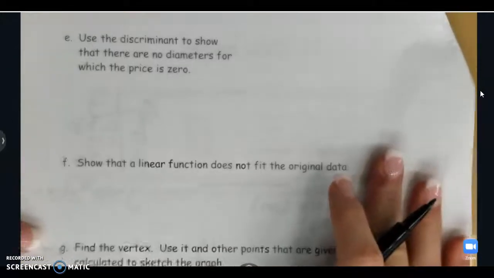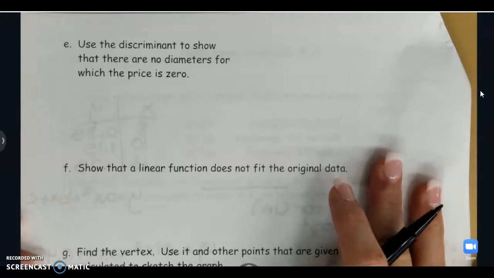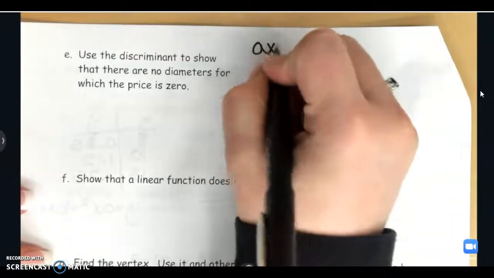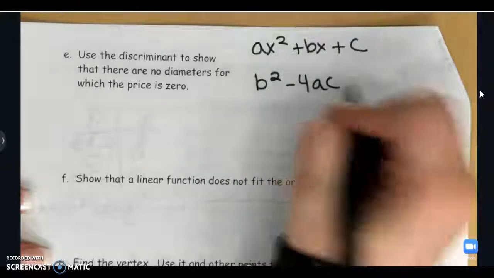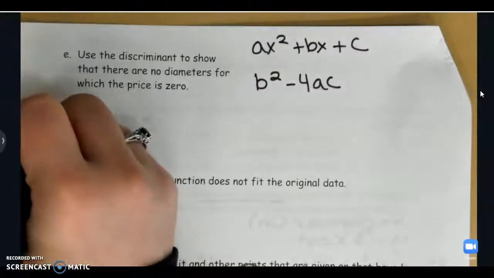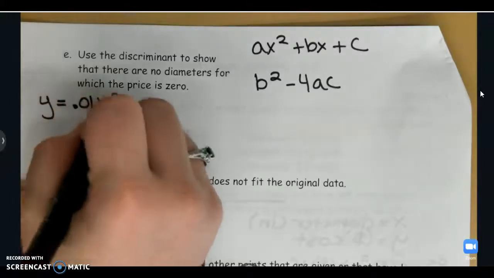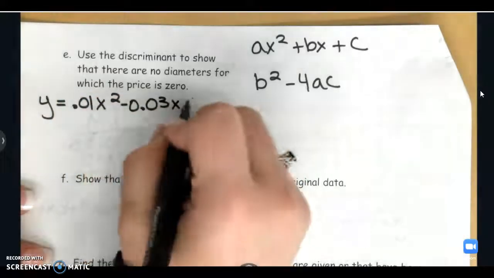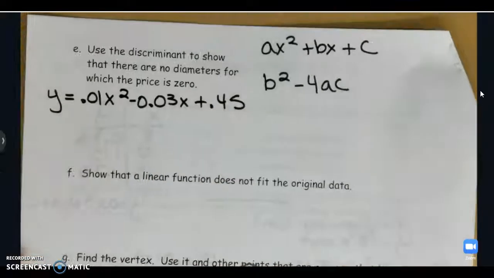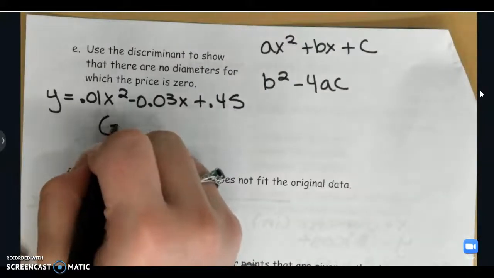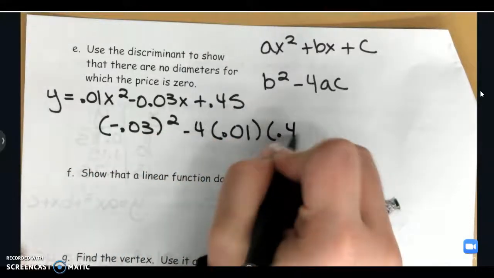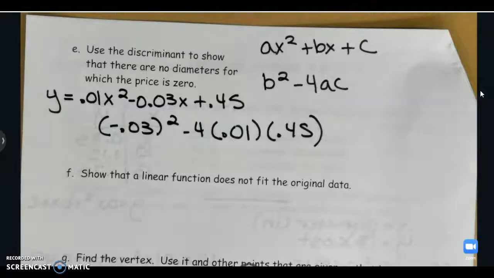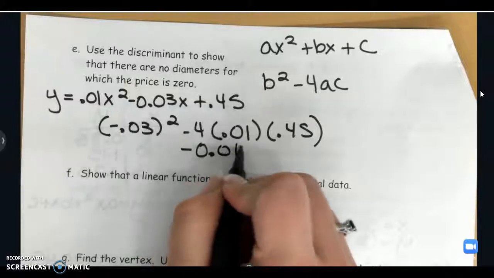We are going to use our discriminant to show that there are no diameters for which the price is 0. So remember, our discriminant, we have ax squared plus bx plus c. Our discriminant is b squared minus 4ac. So I'm going to rewrite our solution for our function for the price of the pizza. So if I plug in my values, negative 0.03 squared minus 4 times 0.01 times 0.45, and I type all this into my calculator, I'm going to get negative 0.0171.